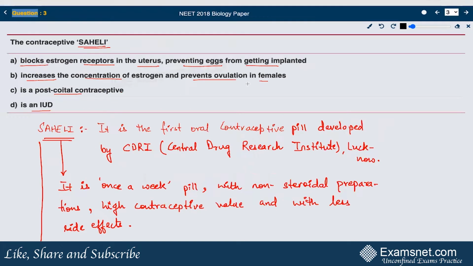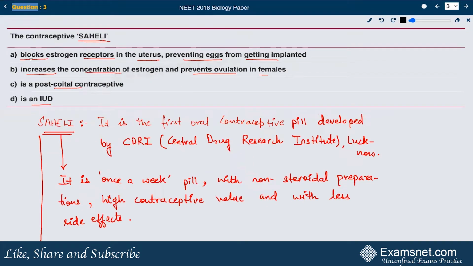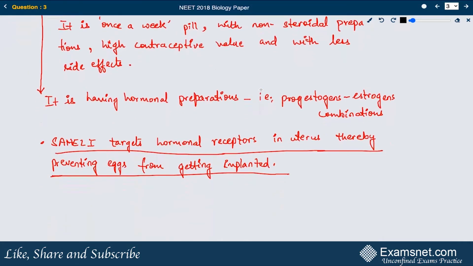All right. So let us take a look. The first is: blocks estrogen receptors in the uterus, thereby preventing eggs from getting implanted. Yes, definitely. So the first statement has turned out to be the correct statement because, as I told you, since Saheli is made of hormonal preparation, it is going to act on the hormonal receptor. And here the hormonal receptor is the estrogen receptor.